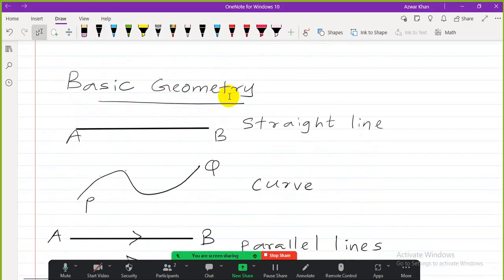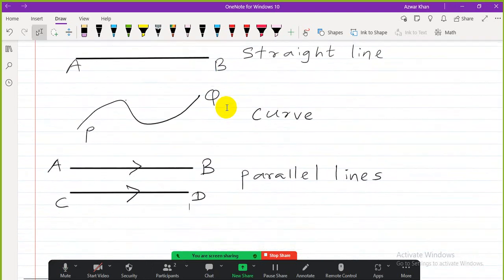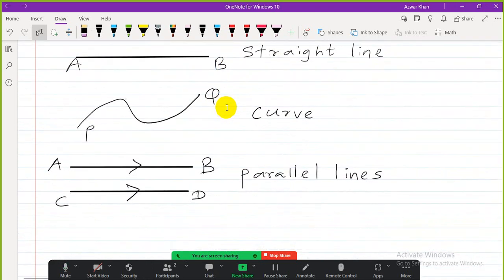Okay, so we are starting basic geometry. These are the fundamental things you should know first. A straight line, a curve. So what is a parallel line? We know parallel lines do not meet each other. When we draw parallel lines, they will not meet; we say they will not intersect at any point. Is that clear? Yes, sir.